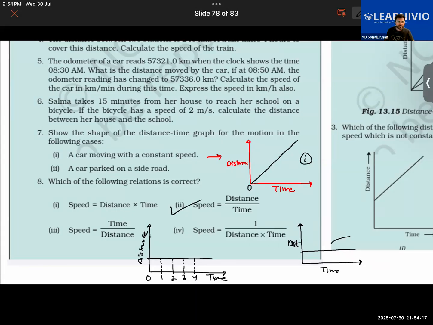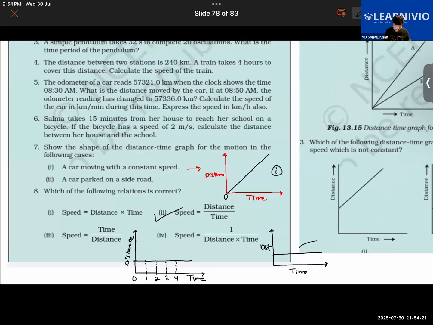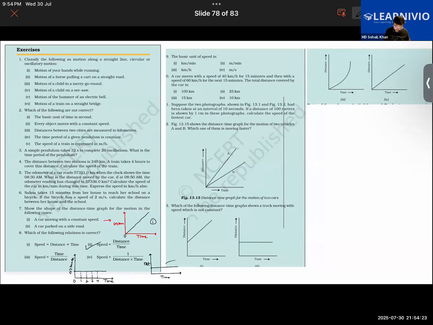Sir, what's the page number? I forgot. I can't help you with that actually. I don't know. I don't even know the page number. I've only taken the screenshots.